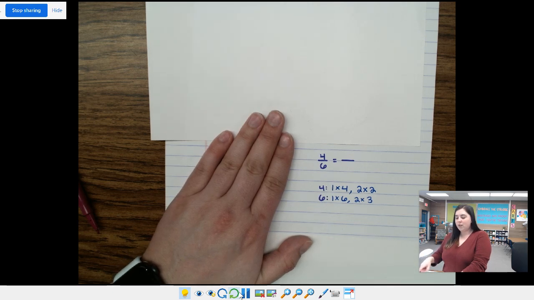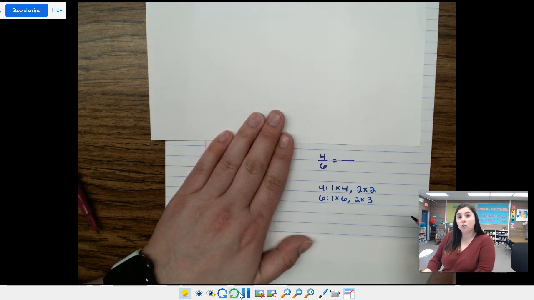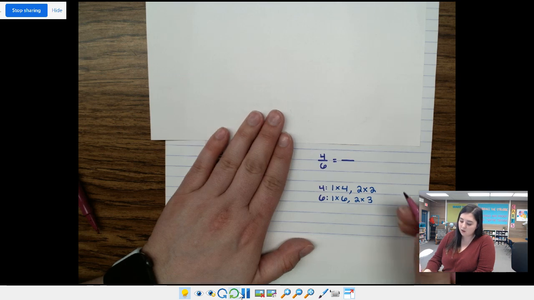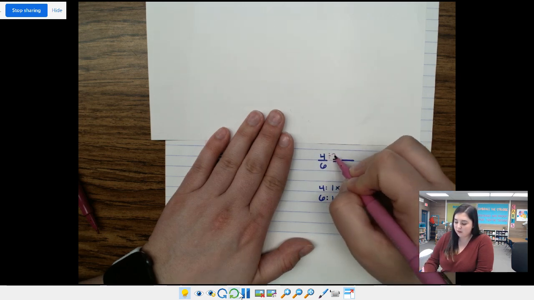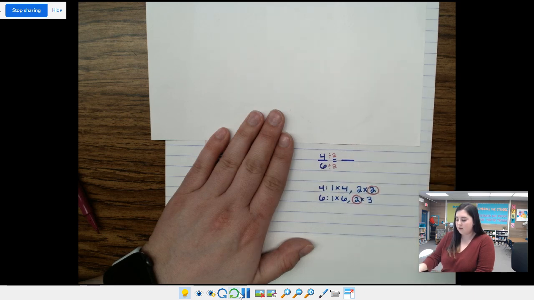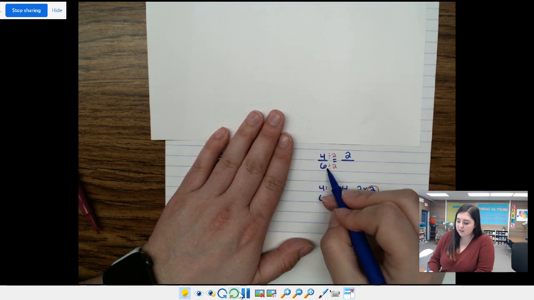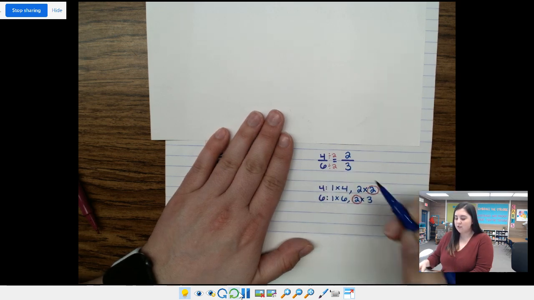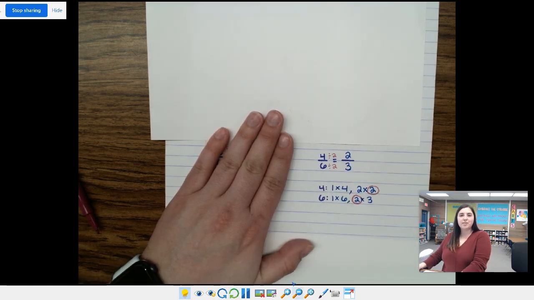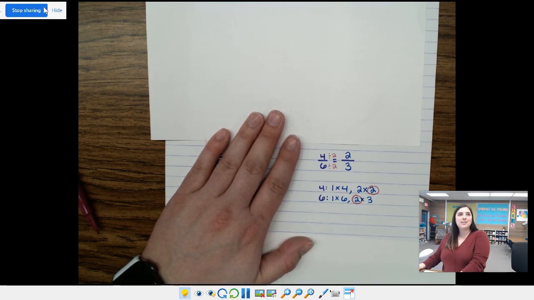So the number that they have in common, the highest, the greatest common factor, would be 2. So I would divide by 2. And our answer then should be 4 divided by 2 is 2. And 6 divided by 2 is 3. 2/3. All right, don't worry, we're going to do tons of practice with this, but good job practicing today.